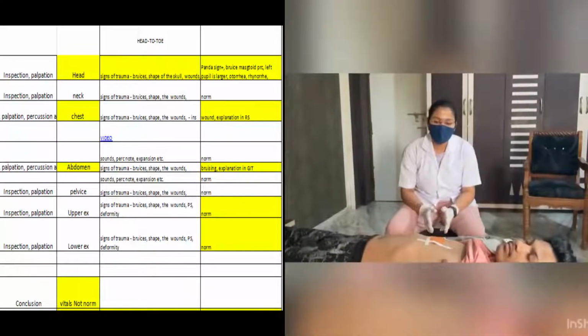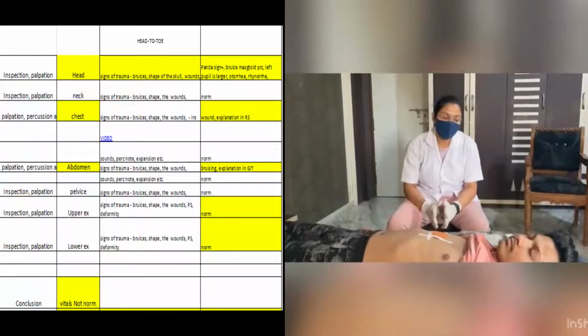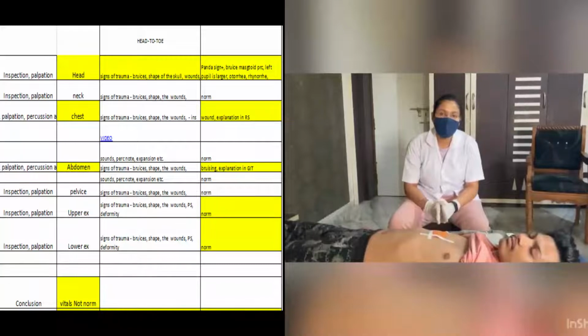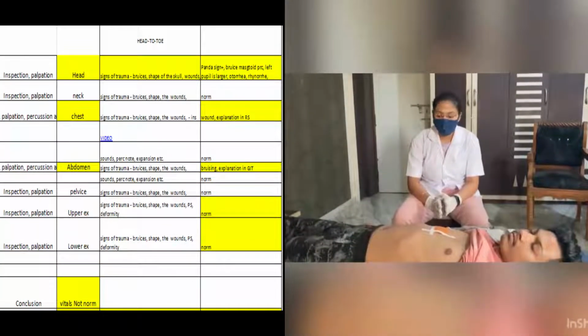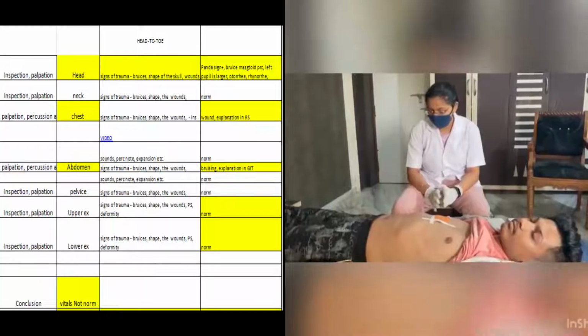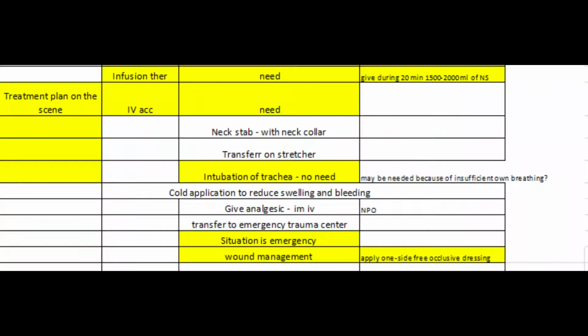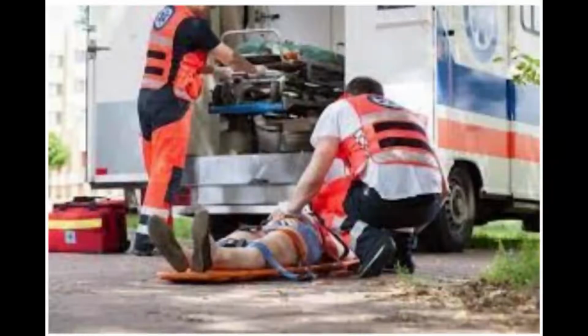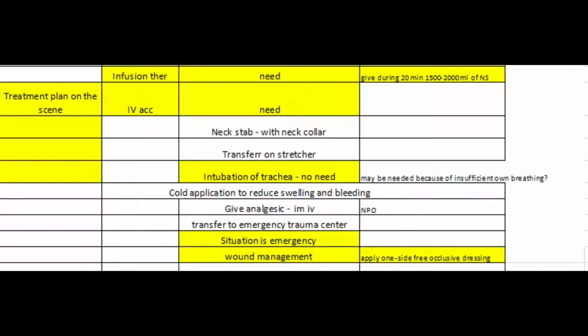On inspection of upper extremities, there is no sign of bruises and bleeding. And in the lower extremities, there is no sign of bruises and bleeding. As the paramedic arrive, the patient will be given with the neck collar for neck stabilization. He will be transferred on stretcher. He will need infusion therapy, giving during 20 minutes about 1,500 to 2,000 ml of normal saline solution during the journey to the hospital.